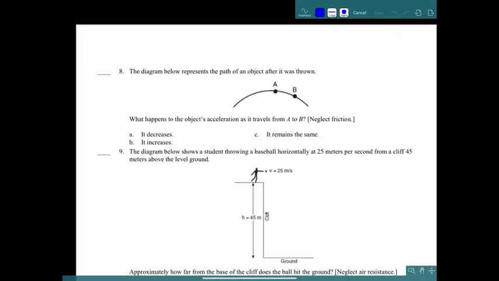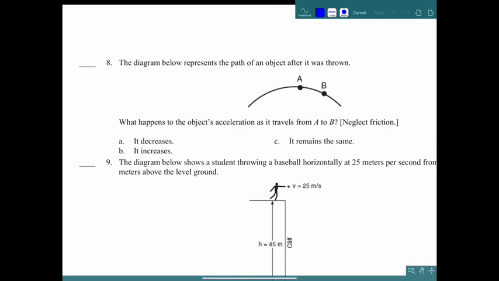Okay, question 8. The diagram below represents the path of an object after it was thrown. What happens to the object's acceleration as it travels from A to B? We've seen this question before. The only acceleration is in the vertical, and it's negative 9.81 meters per second squared, so it remains the same.